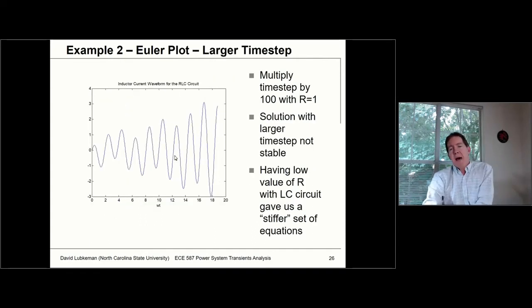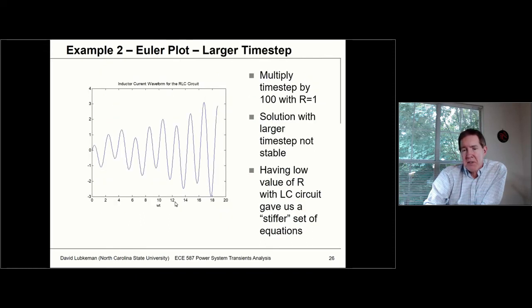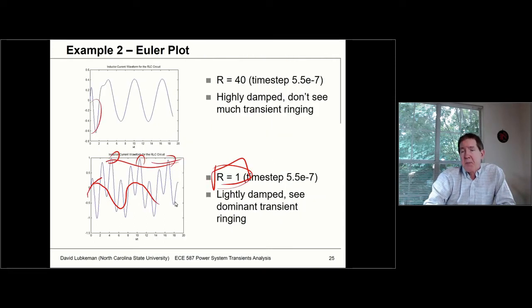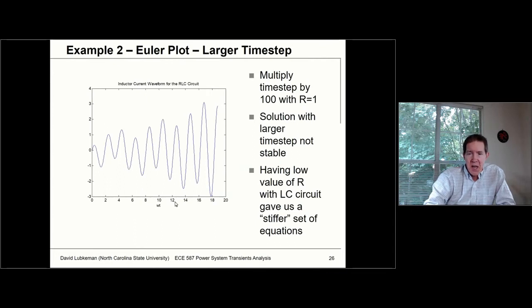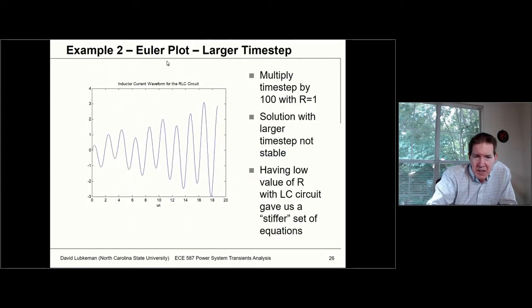Now, what would happen if I played around with the time steps? And let's stick with the case for R equal 1 where we don't have much damping, and instead of having a time step of 5.5 times 10 to the minus 7th, I go ahead and try to get by with a time step that's going to be 100 times larger than that. So it's 5.5 times 10 to the minus 5th. What's going to happen? Well, it kind of starts to look like it tracks a little bit. But then what happens is it kind of blows up.